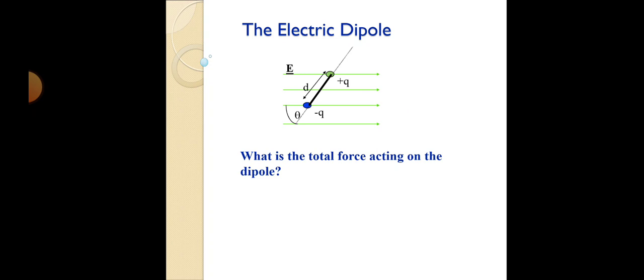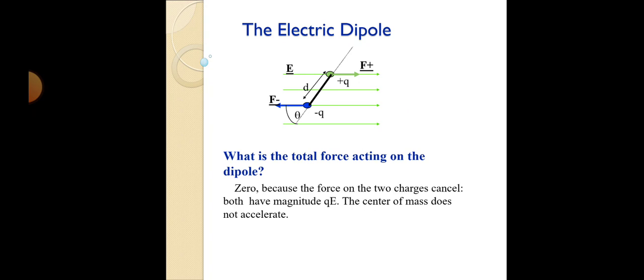What is the total force acting on the dipole? What is the force acting on this dipole? Zero force. Why? Because the forces on the two charges cancel each other. Both are the same magnitude, that is QE on the right side and minus QE on the left side. That's why they cancel each other, and the center of mass does not accelerate here.